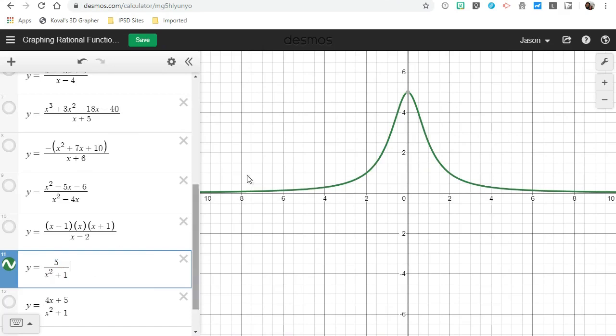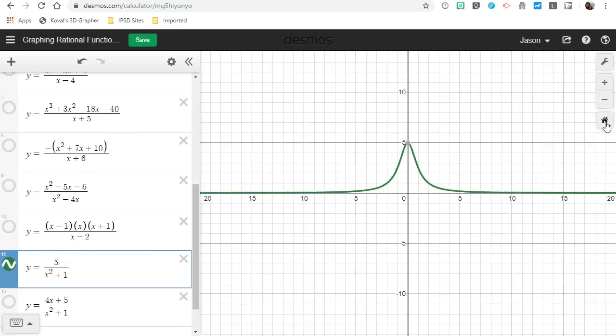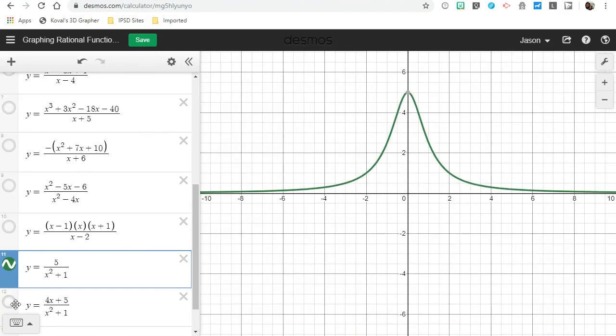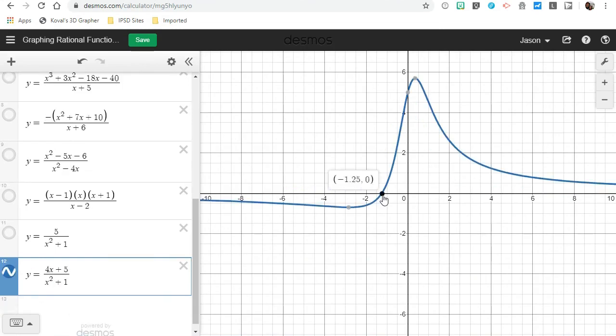So I have no x-intercepts, and the graph should look something like this. And then when I have 4x plus 5, the only difference is I do have an x-intercept. It's going to shift the graph over a little bit as well. My high water mark will not be at x equals 0. But there is an x-intercept. And as I approach negative infinity, the graph is going to go back toward y equals 0.